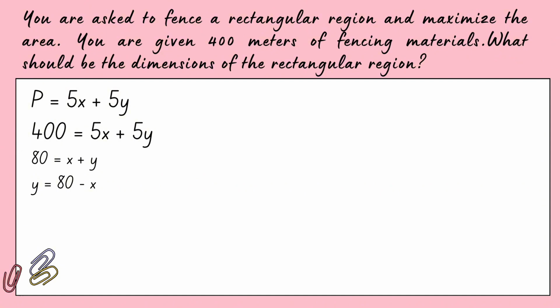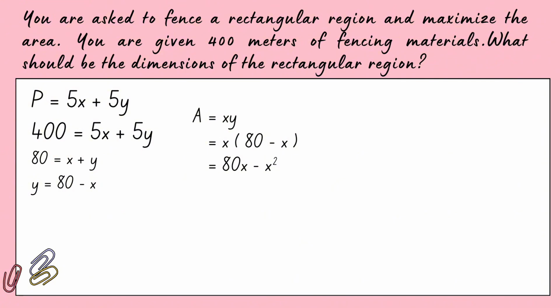And now let's get the value of y. Y is equal to 200 minus x. Let's proceed to the area. The area of the rectangle is equal to x times y. Substitute the value of y: x times 200 minus x. Let's simplify. X times 200 is equal to 200x, and x times negative x is equal to negative x squared.